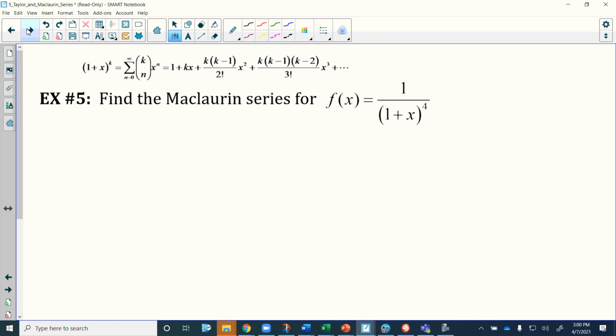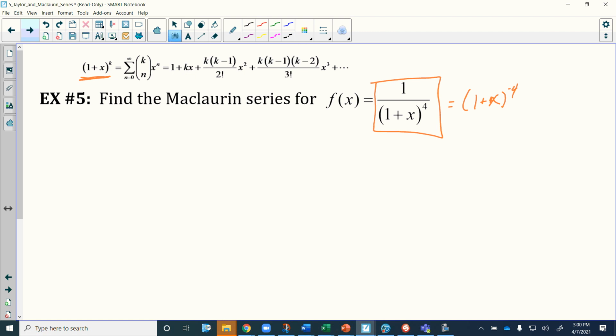Now, if you notice, it doesn't really fit the expression for what we have here. If you notice the expression here and the expression here, we have something that's rational versus here we have just a binomial raised to a power. But we can easily change the denominator to be 1 plus x to the power of negative 4. And if we do that, then we can use the binomial series to help us out.